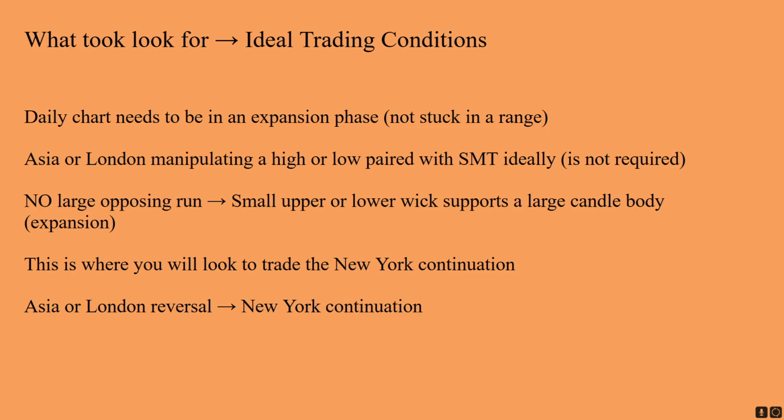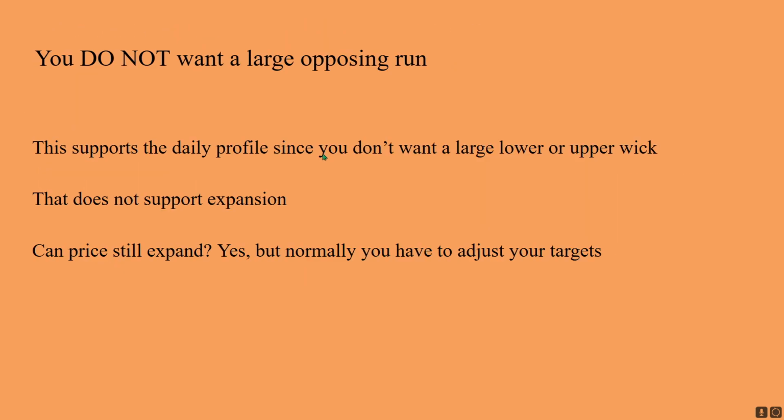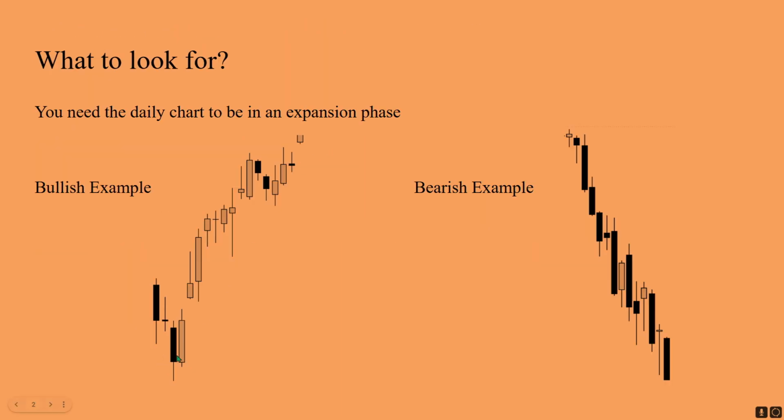Quick rundown of the checklist that I look for and what we just went over. So ideal trading conditions. Daily chart needs to be in an expansion phase. So what does that look like? Right here. Large candle bodies, small lower wicks, not stuck in a range. Small upper wicks, large candle bodies, not stuck in a range.